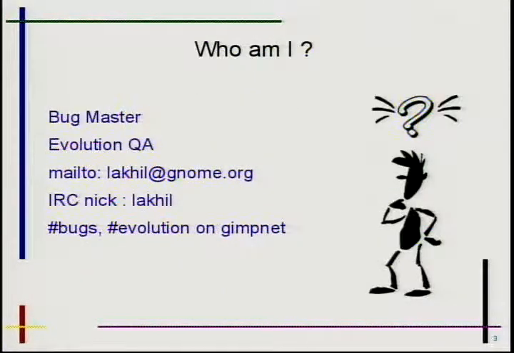He already told you something about me, but just a little bit of introduction about myself. I basically work for Evolution, which is an email client, and I do bug triaging. Bug triaging is done across the GNOME components.